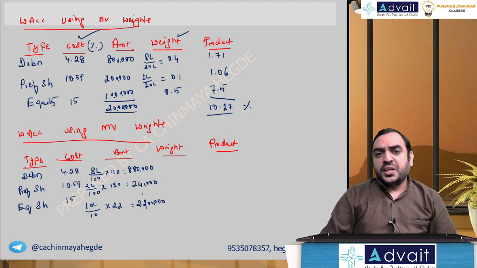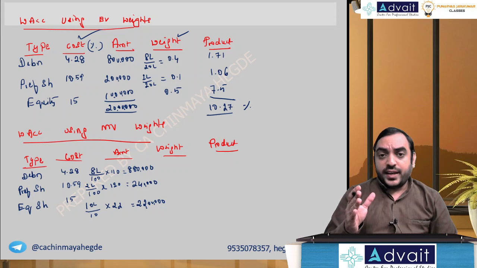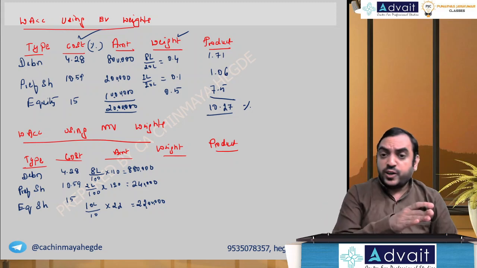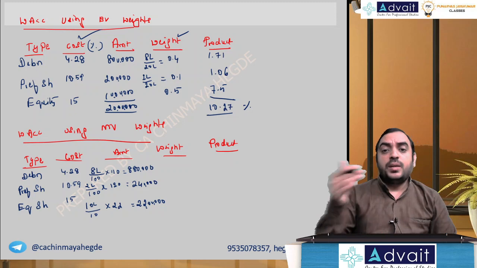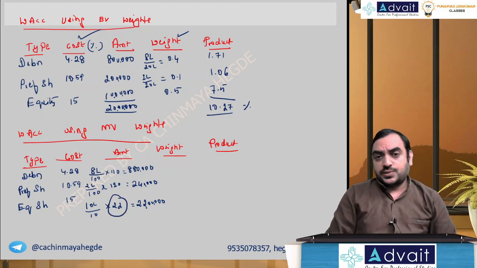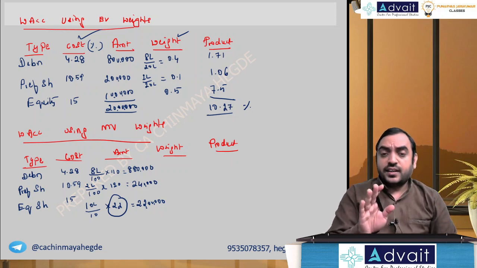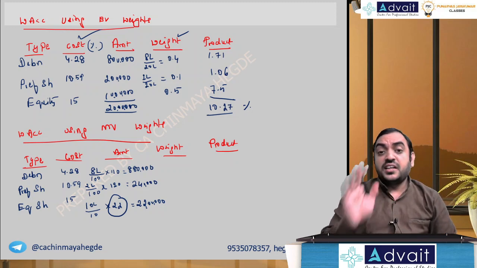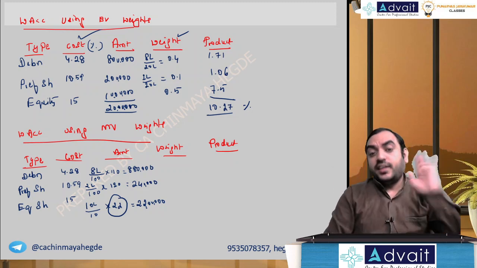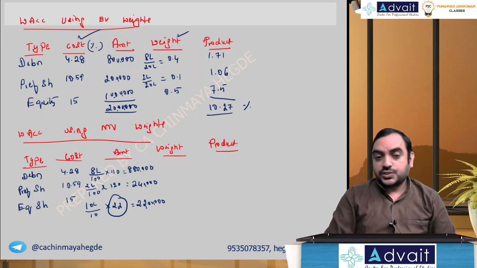Only one small point, keep it in mind. If you're using market value weights, in some problem you might have retained earnings. Retained earnings will come in book value weights, but will not come in market value weights. Why? Because when you take the market value of equity share, that already includes retained earnings.